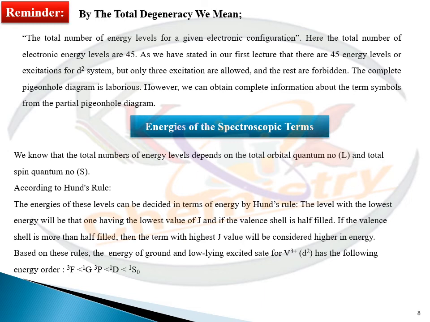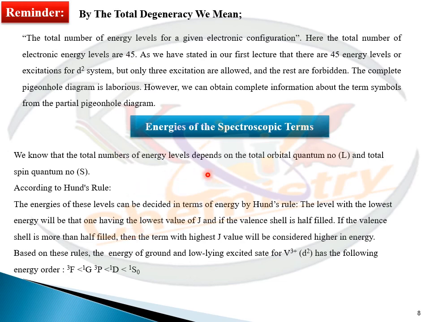We know that the spin degeneracy actually tells us about the possible ways of arranging the electrons. Here there are 45 energy levels, but all these energy levels are not allowed. Excitation of an electron is not possible for all these 45 energy levels. So we have only 3 allowed transitions in d2, and the rest are forbidden. We have also discussed it in our lecture number 2, where we showed how many transitions are allowed for d2 and how many are forbidden. So here we can say that 3 transitions are allowed and the rest are forbidden.